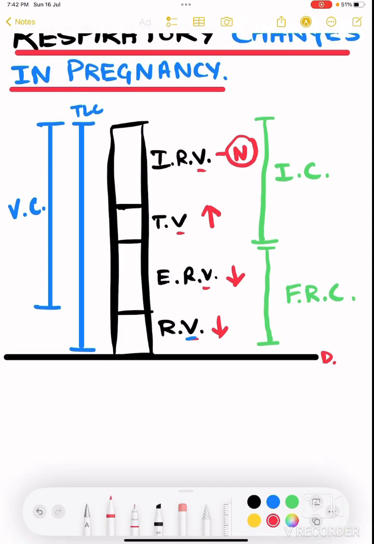Now it has become very easy for us to solve the capacities. This one is inspiratory capacity. Now what will happen to it? Inspiratory capacity is an addition of inspiratory reserve volume plus tidal volume. Inspiratory reserve volume is normal and tidal volume is increasing.